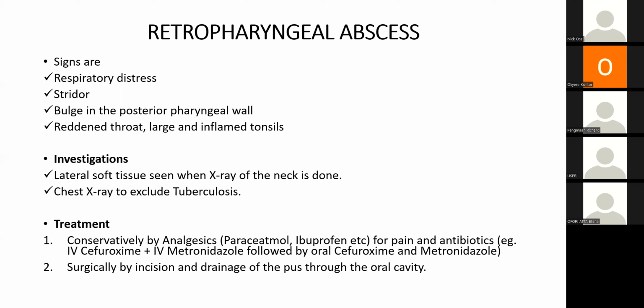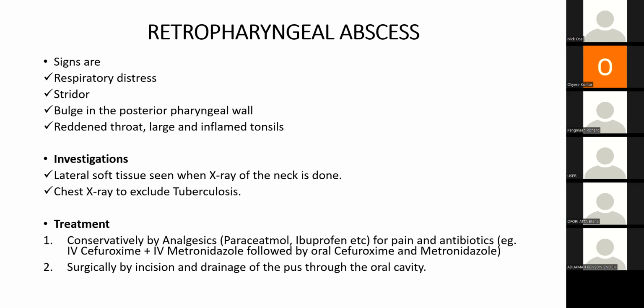Retropharyngeal abscess could also present with a bulge in the posterior pharyngeal wall, a reddened throat, large and inflamed tonsils. Investigations, there could be some lateral soft tissue swelling seen following an X-ray of the neck, and also for the extrapulmonary tuberculosis causing this retropharyngeal abscess, a chest X-ray can also detect possible lung infiltration.